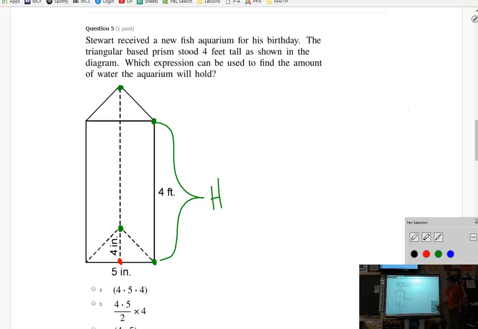Now, it's saying find the amount of water that can fill. So amount of water is that area or volume? That would be volume. Water takes up three-dimensional space.